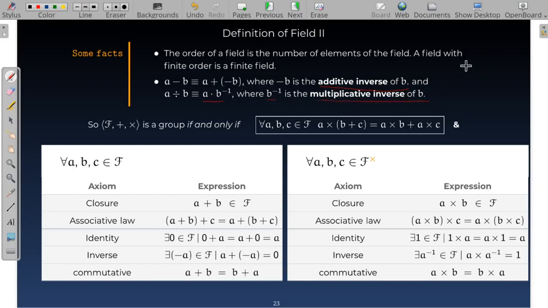So with respect to addition, the additive inverse is minus B, and the additive identity is equal to 0. With respect to multiplication, the multiplicative inverse of B is B inverse, and the multiplicative identity is 1. So to summarize, this is going to be a group.